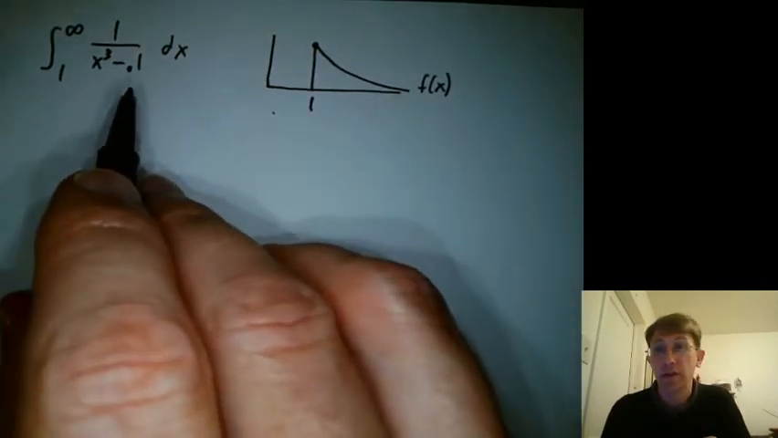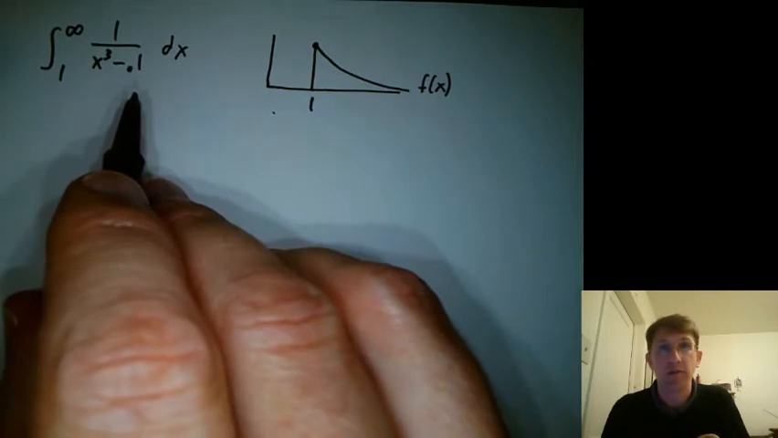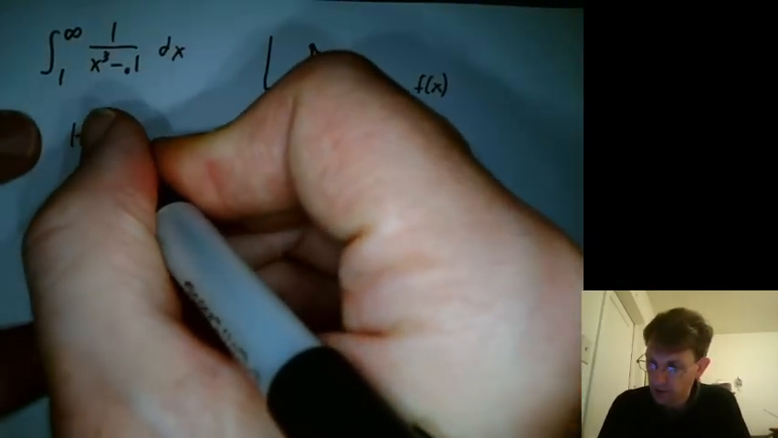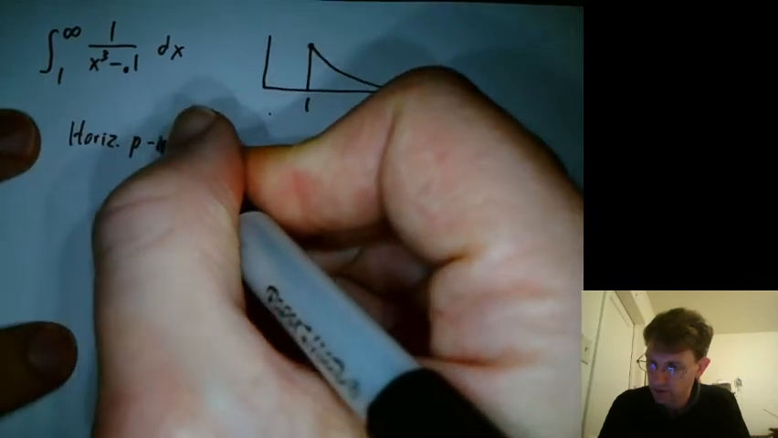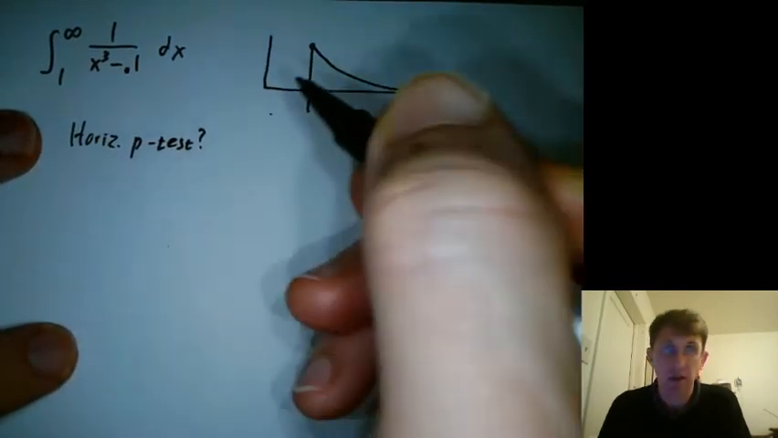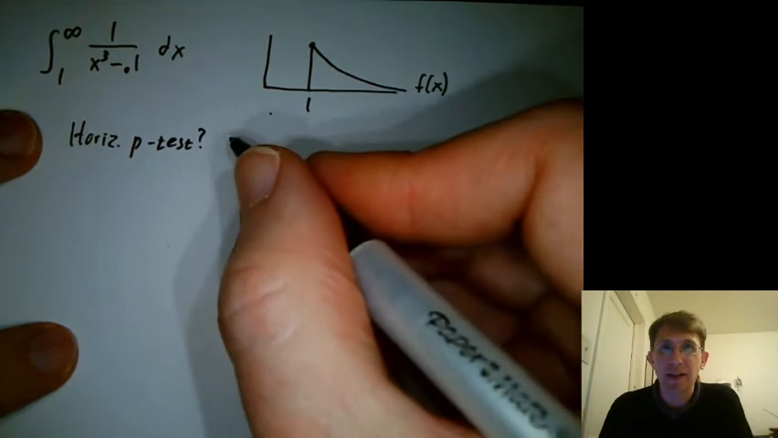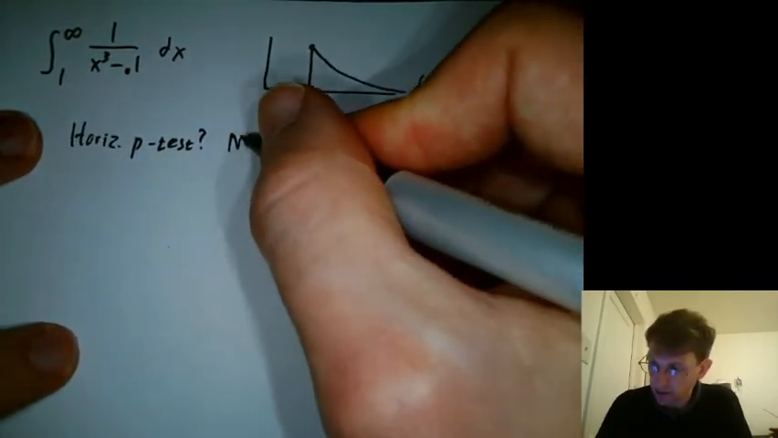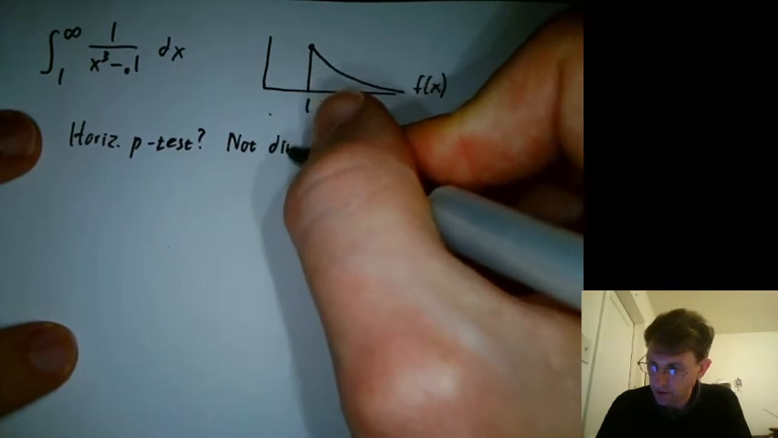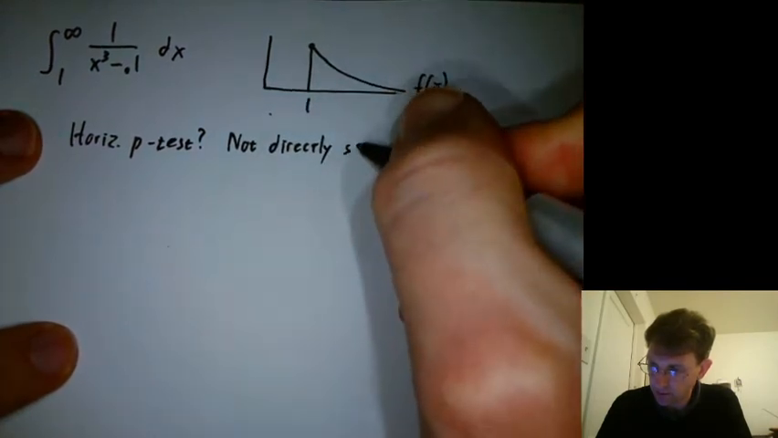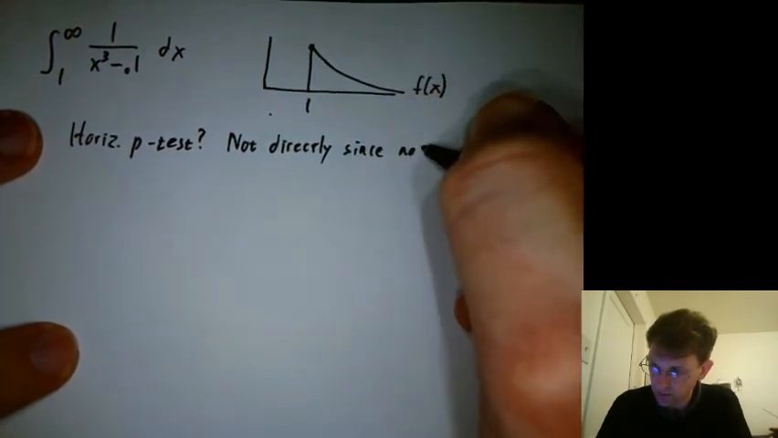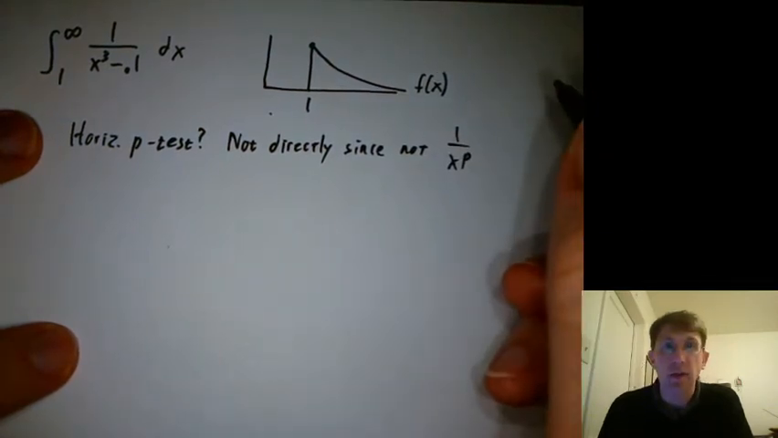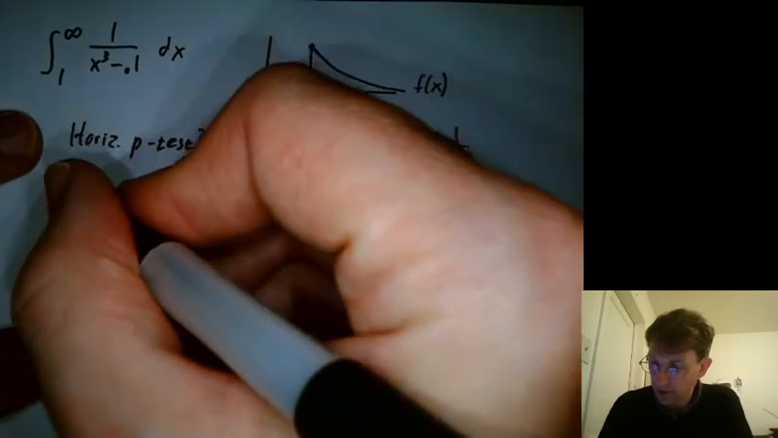So can you use a p-test on it? If you can't, what else can you do? Can you use a horizontal p-test? Well, you can't use it exactly because it's not exactly 1 over x to the p. So you can't use it directly. Can you do a direct comparison test?